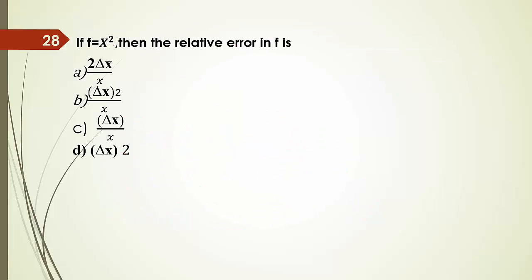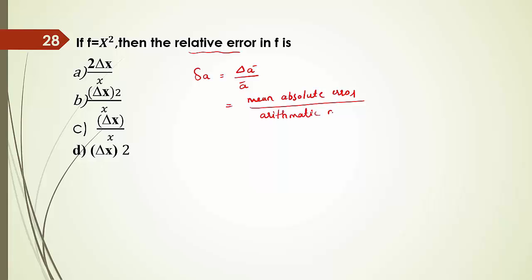28th question. If f equals x square, then the relative error in f is? We know that relative error is denoted by delta A equals delta A bar divided by A bar. Delta A bar means mean absolute error, and A bar means arithmetic mean value. Relative error equals mean absolute error divided by arithmetic mean.